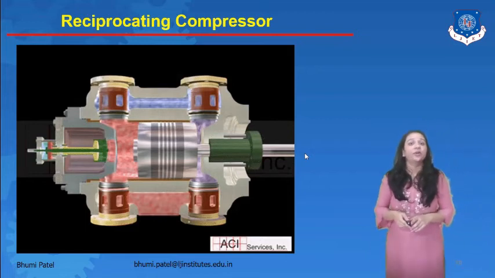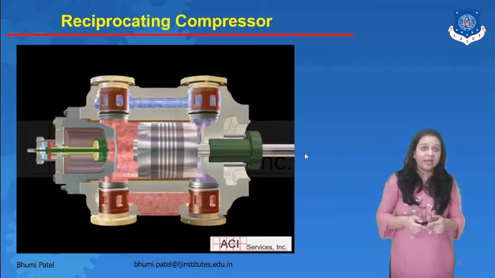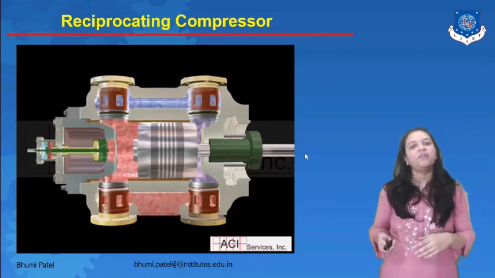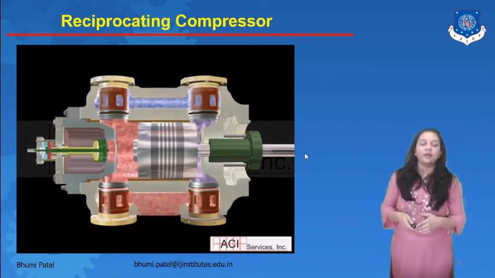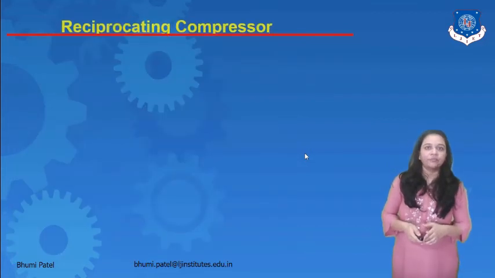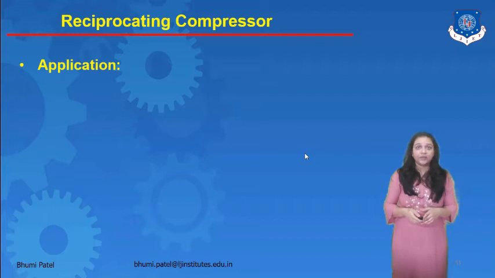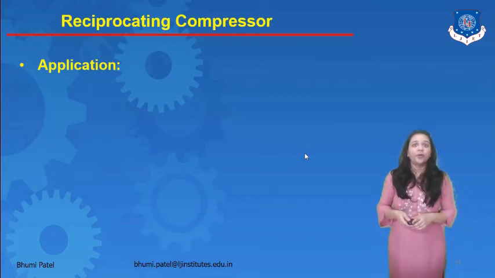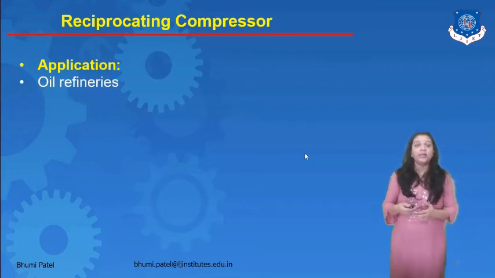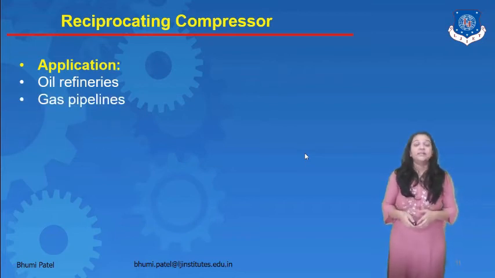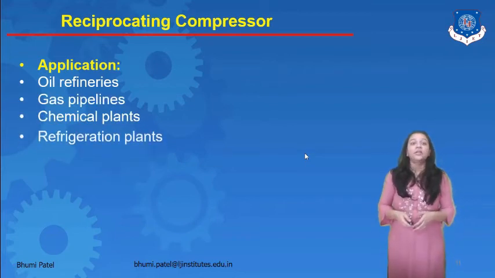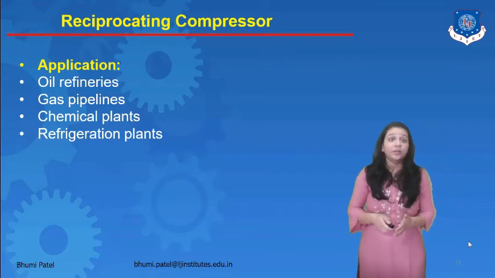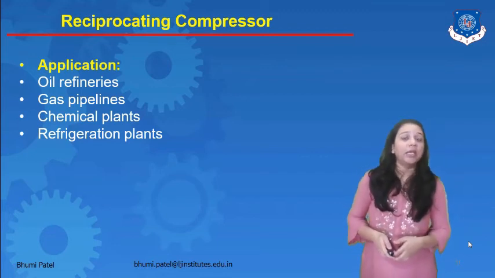Whenever you draw the reciprocating compressor, the main thing is you connect a discharge valve, suction valve, piston, and cylinder. Between the piston and cylinder, we connect a connecting rod. Now in the reciprocating compressor, there are different types of applications as well. We can use a reciprocating compressor in oil refineries, in gas pipeline systems, in chemical plants, in refrigeration plants. So this is all about the reciprocating compressor.